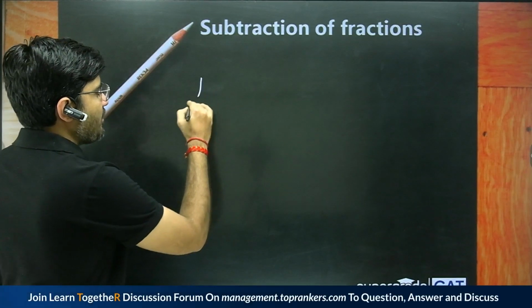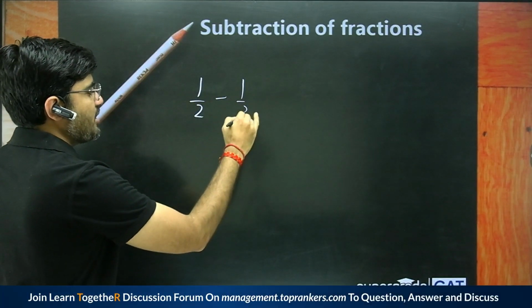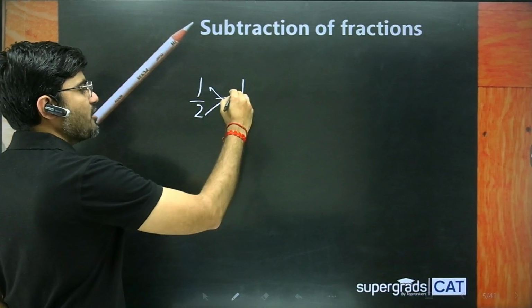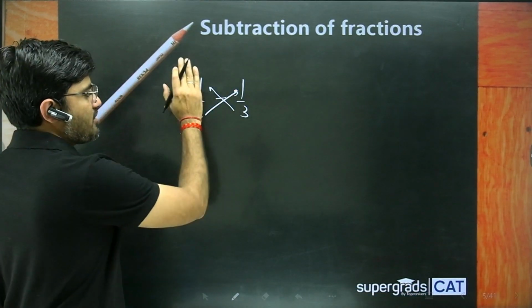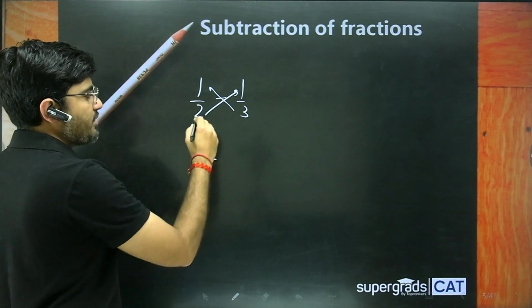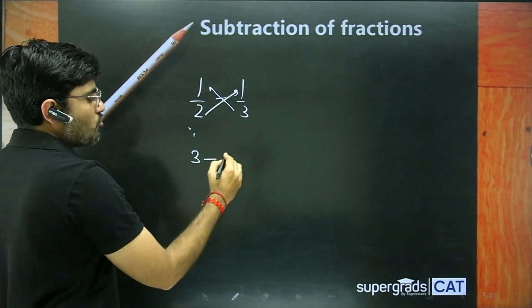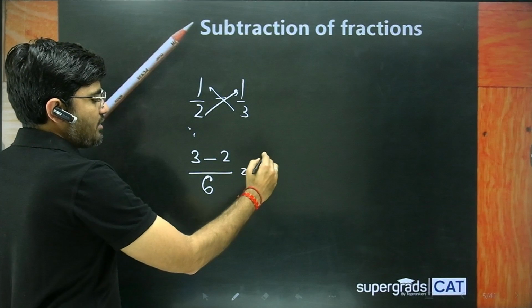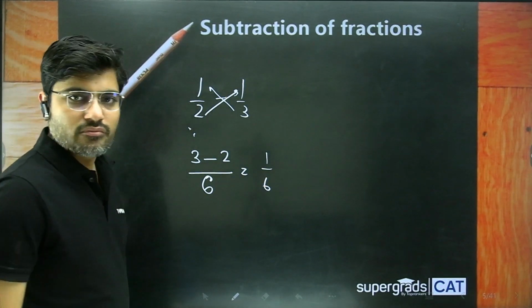If I'm subtracting 1/2 minus 1/3, I will make denominator same. And how to make the denominator same? Multiply the numerator by the remaining fractions. So 2 छुपा लो तो बचा 3, 3 का multiply इधर, तो it will become 3 minus 3 छुपा लो बचा 2, तो 2 का multiply इधर, 2 upon 3 into 2 is what? 6. So the answer will be 1/6. Very simple.